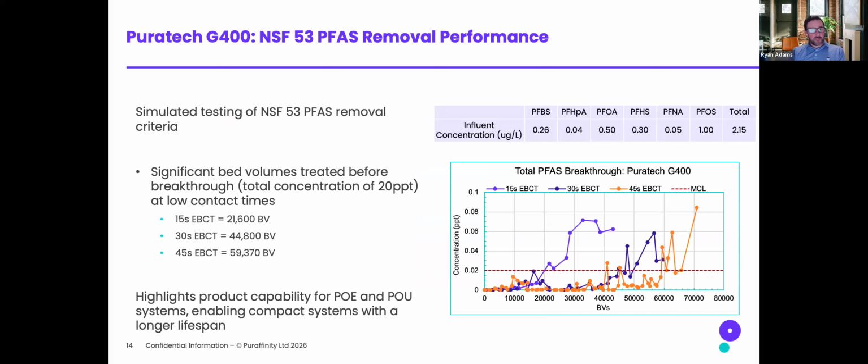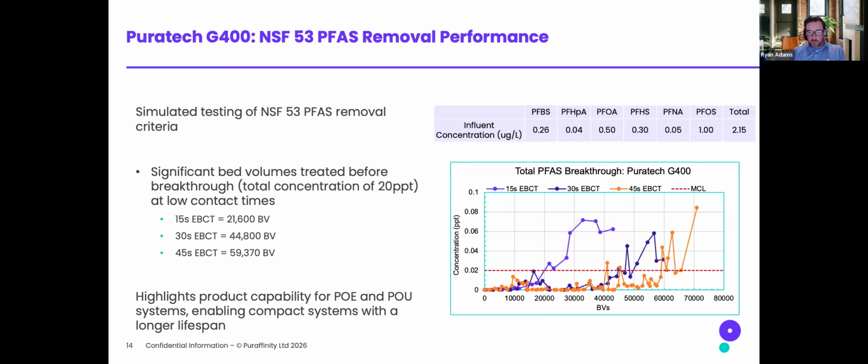So for NSF 53 PFAS removal performance, you can see a simulation here as well for a variety of different contact times for total PFAS. And you can see the influence there in the bed volumes, the significant bed volumes treated before breakthrough of the total PFAS concentration, 20 ppt, at these low contact times.